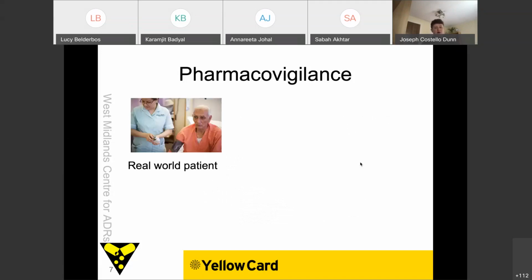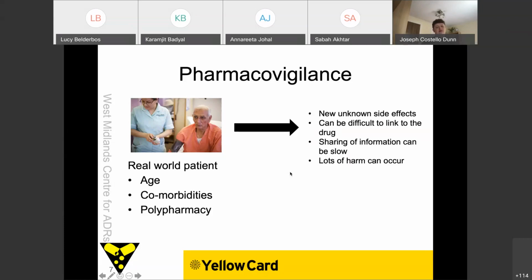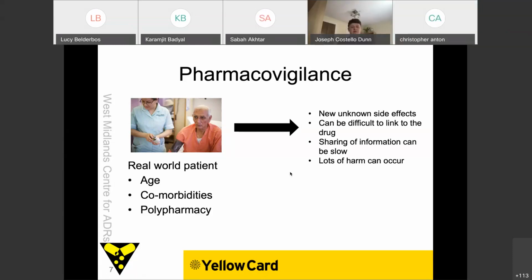So in the real world, the patient may be older than 30. They may have multiple comorbidities. They may be taking multiple medications. And this ultimately means that new unknown side effects can be established when the drug is used in a real world situation. However, it can be difficult to link this to the drug, and the sharing of information can be slow. As a result of this, lots of harm can occur.